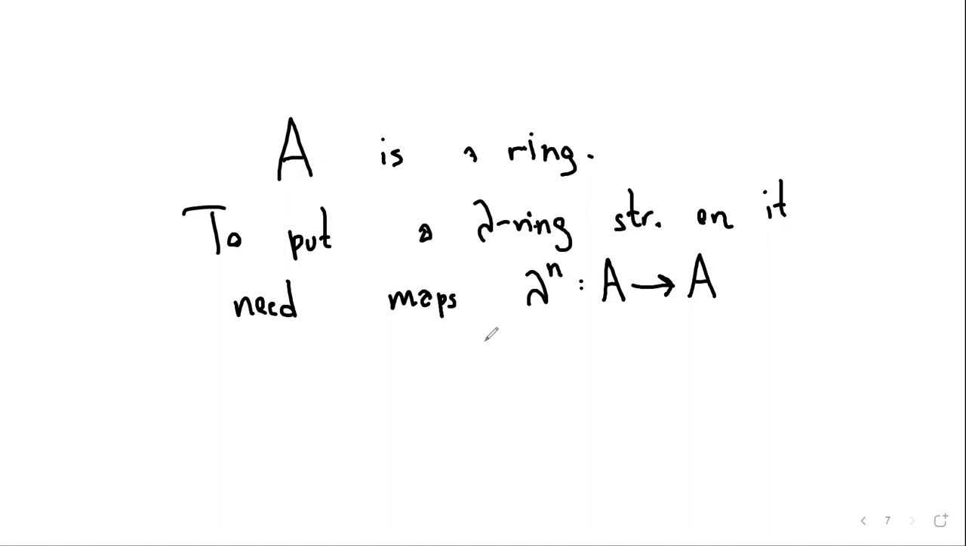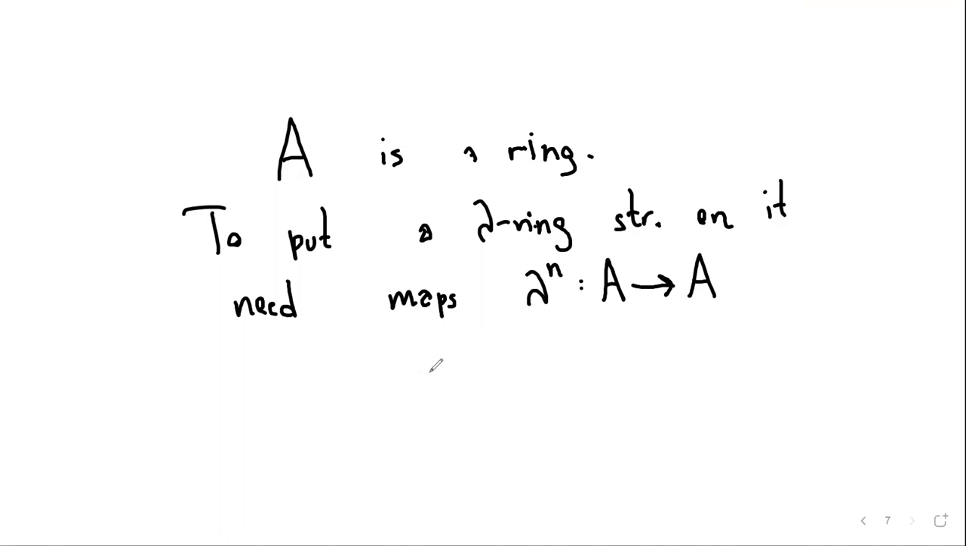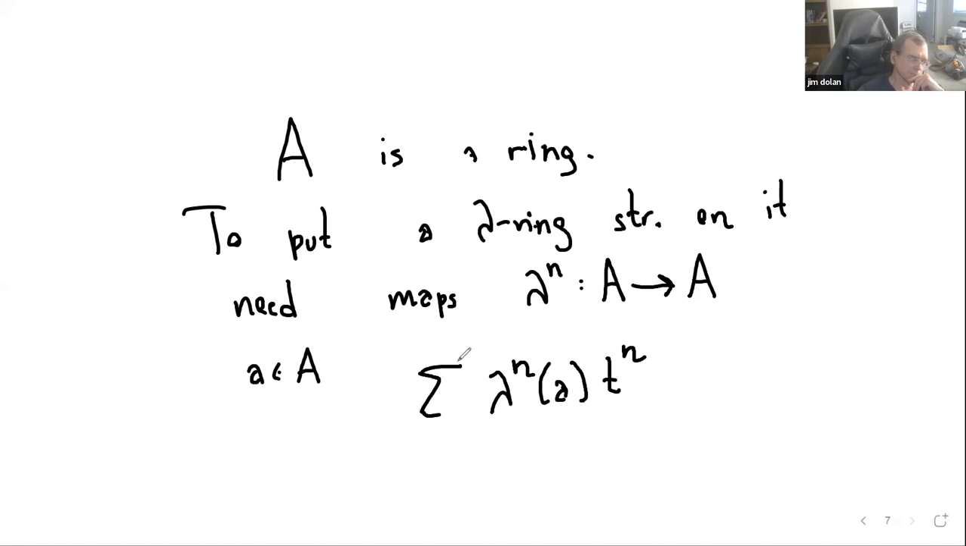So we've got all these maps. And here's the trick that people do: they say, well, I'll take all these maps and lump them all into one big fat map. So if you give me an element of the ring, I'll apply all these lambda n's to it, and then lump them all together into one big fat thing. I'll make them be the coefficients of a formal power series. So I'll cook up this thing.